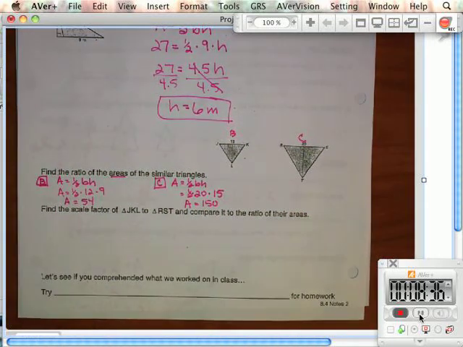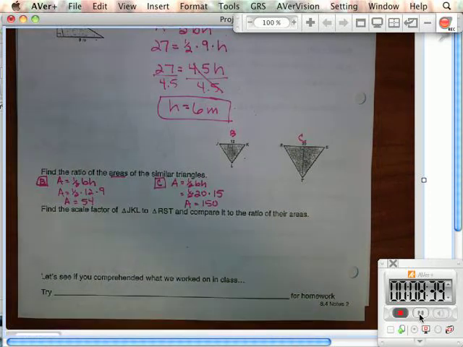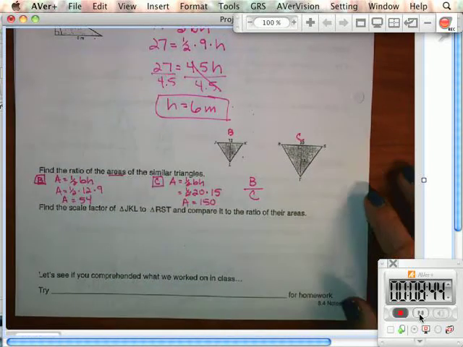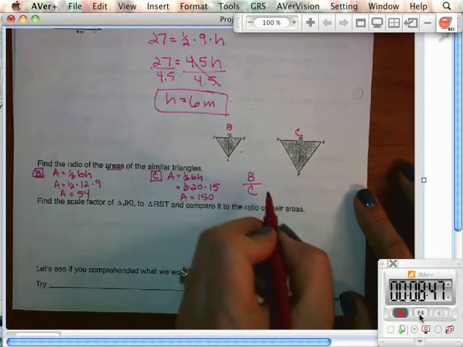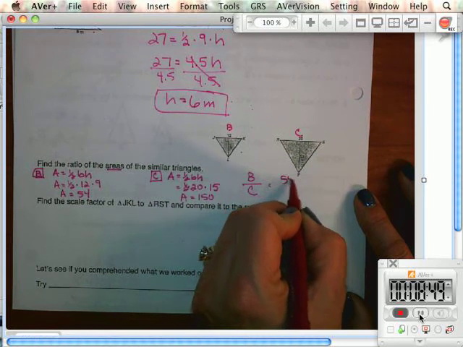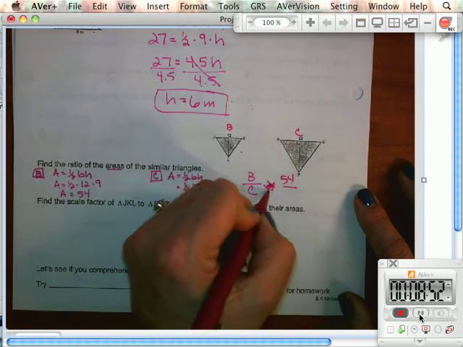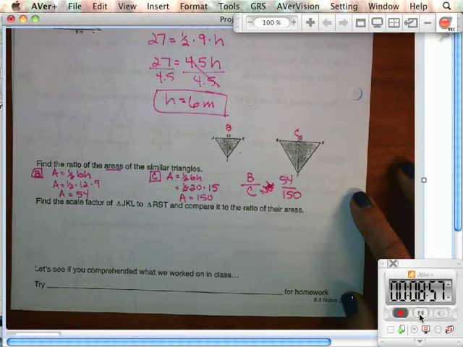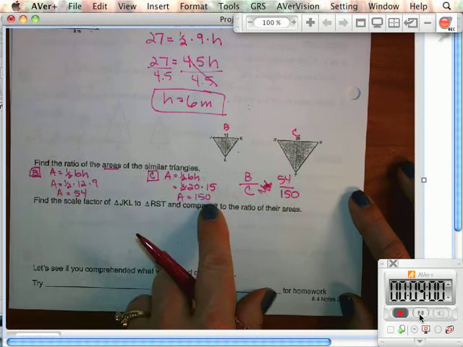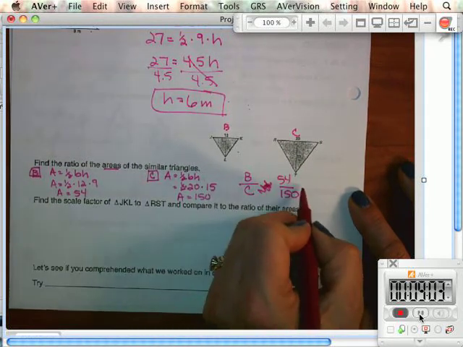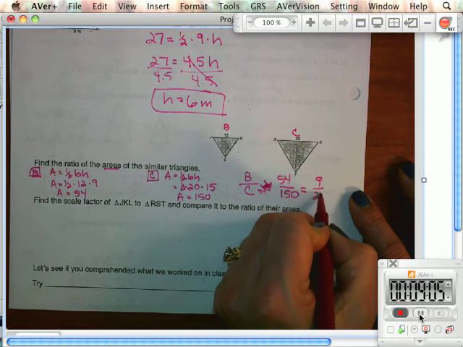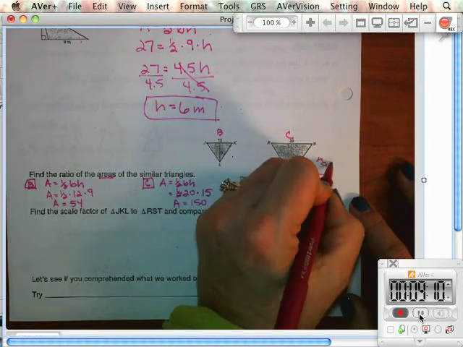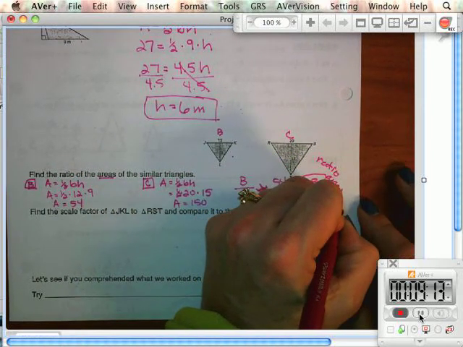All right, now it says I have to set up the ratio of the areas. So I'm going to do triangle B over triangle C. The area of triangle B is 54. 54 over 150. It's the ratio of their areas. 54 over 150. If I reduce that, I get 9 over 25. I'm going to write a little note to myself. That's the ratio of their areas, just so I remember.